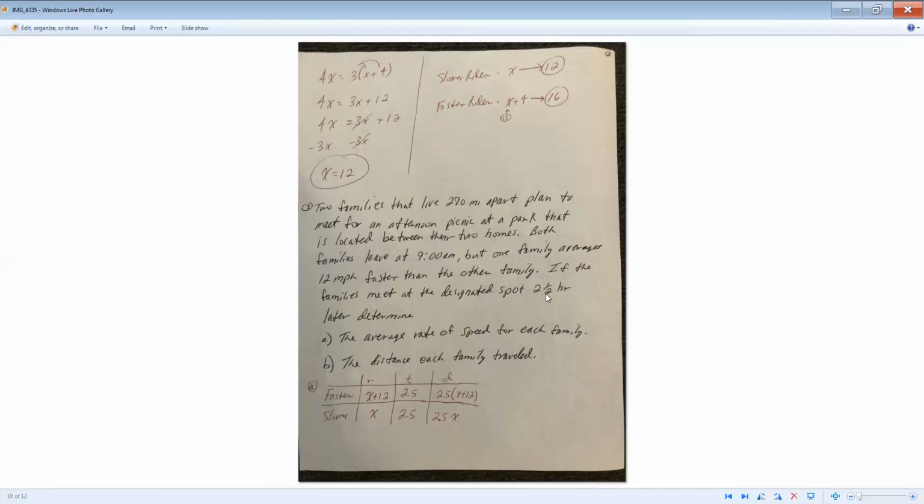And after 2.5 hours, they meet at the picnic. So 2.5 hours is going to be the time for each family. The time doesn't change for each. Once again, both families leave at 9 a.m. One moves faster than the other. And if they meet at a designated spot in 2.5 hours, so they both have traveled for 2.5 hours. So we can finish filling out the chart: 2.5 times (x plus 12), and then 2.5 times x. And that will be the distance traveled for each one of them.